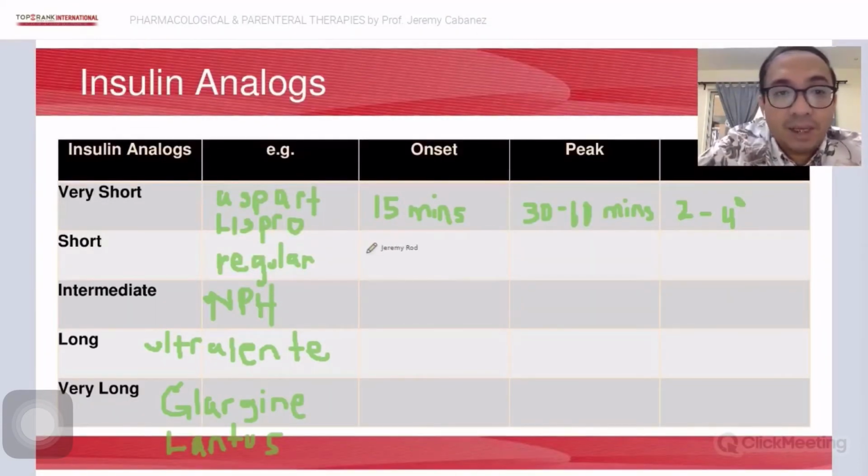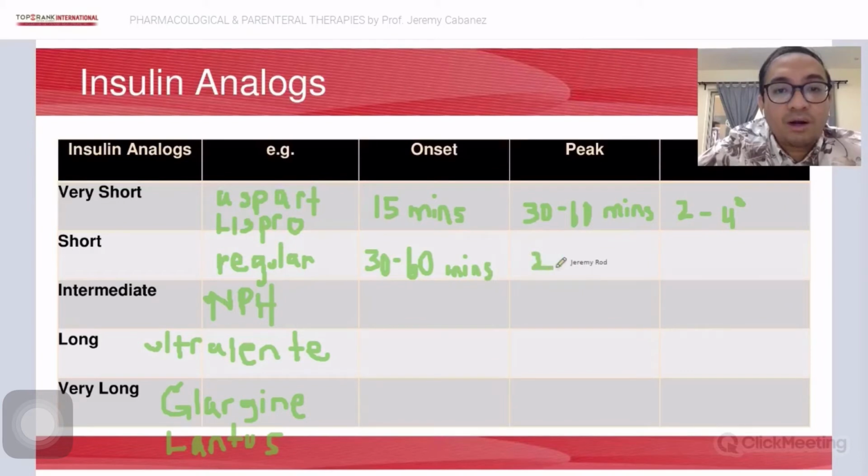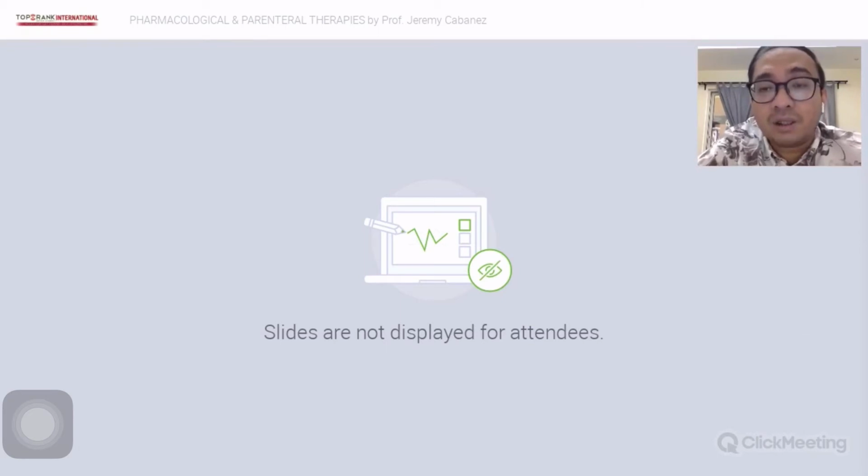Okay, balikan natin. Short-acting insulin, what's the number combination? The onset is 30 to 60 minutes. The peak of the drug is 2 to 4 hours. And the duration is 4 to 6 hours. Sige, review natin. Regular short-acting number combination should be 30 to 60, 2 to 4, 4 to 6. Sabay-sabay tayo, from the very beginning. Aspart, Lispro: 15, 30 to 60, 2 to 4. Regular: 30 to 60, 2 to 4, 4 to 6.